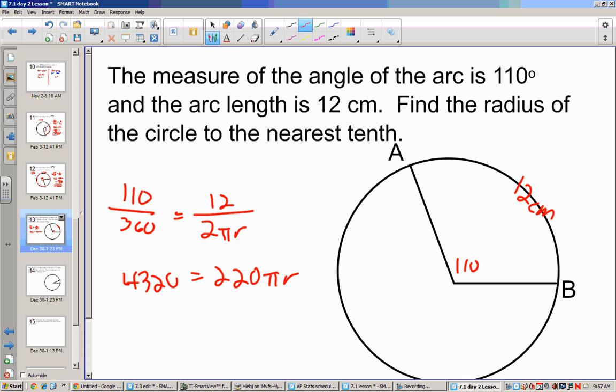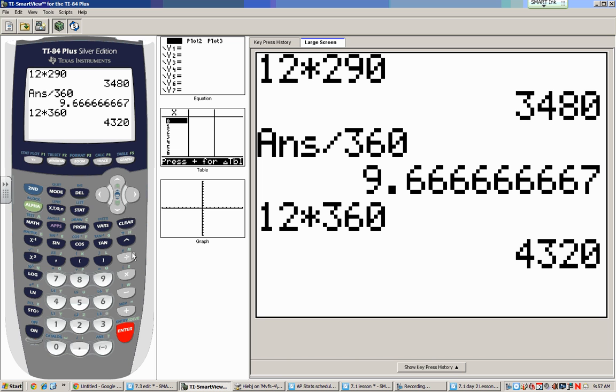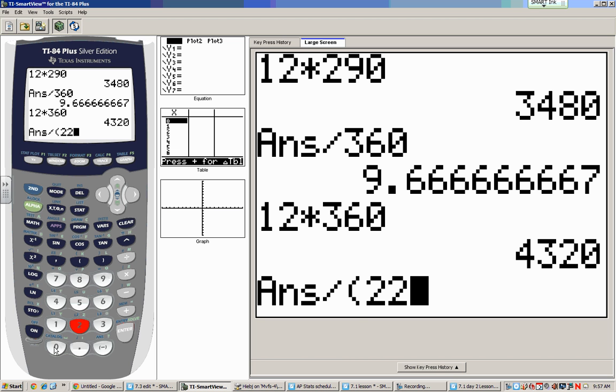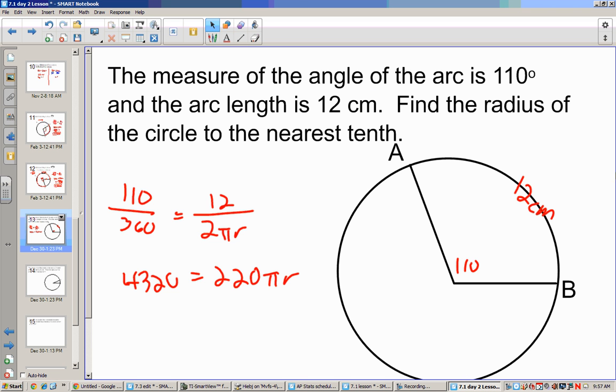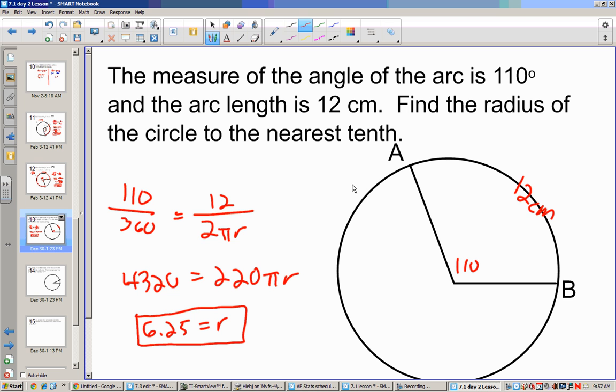So now in order to solve this, we have to divide by 220 pi. So let's see if we can do this on our calculator. Remember, if we're going to divide by 220 pi, we do need parentheses. And that becomes 6.25. So now our r is 6.25. So that's the distance. That's the radius of the circle.